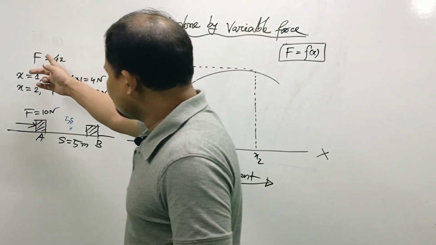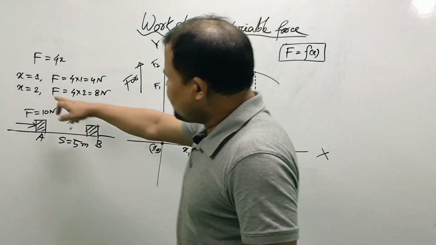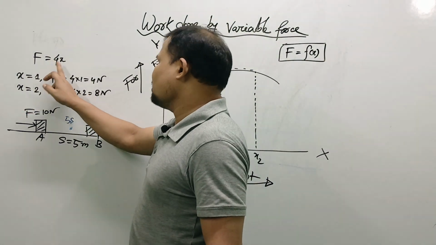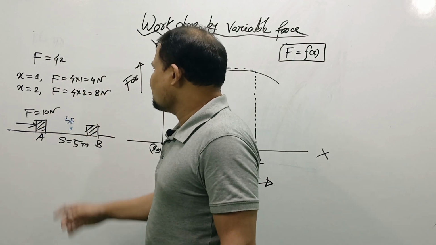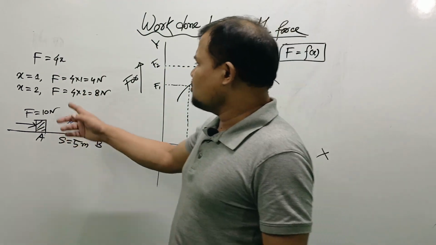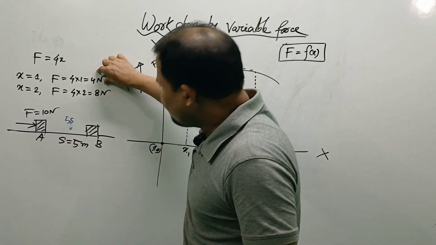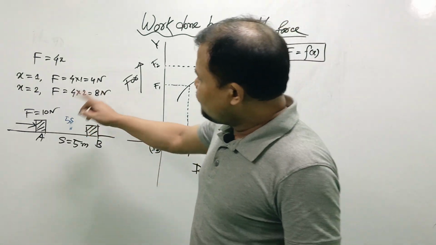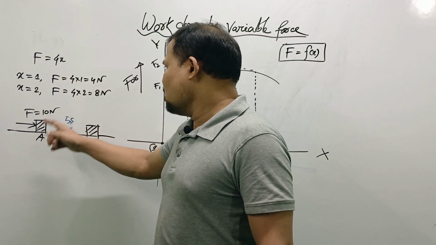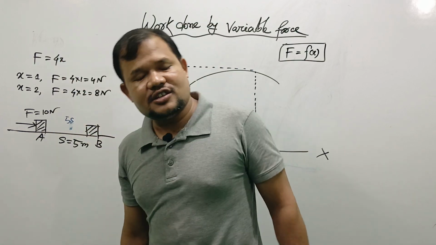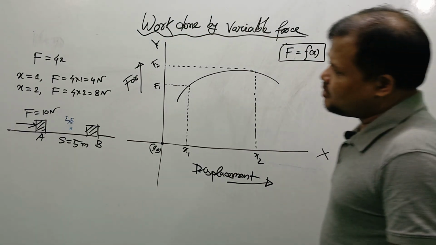But in case of this function F is equal to 4x, we see here when displacement is 1 meter, after putting the value of the displacement in this equation, we get the value of force is 4 Newton. Because of that, for 1 meter displacement, 4 Newton of force is needed on the body. If we need 2 meter displacement, after putting the value in this equation, we get the force is 8 Newton. Because of that reason, force and displacement is a function.